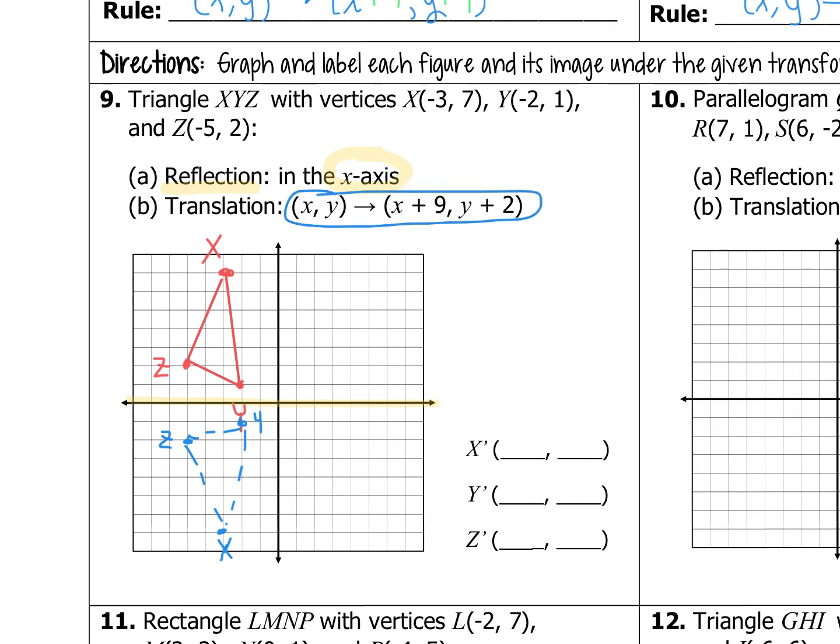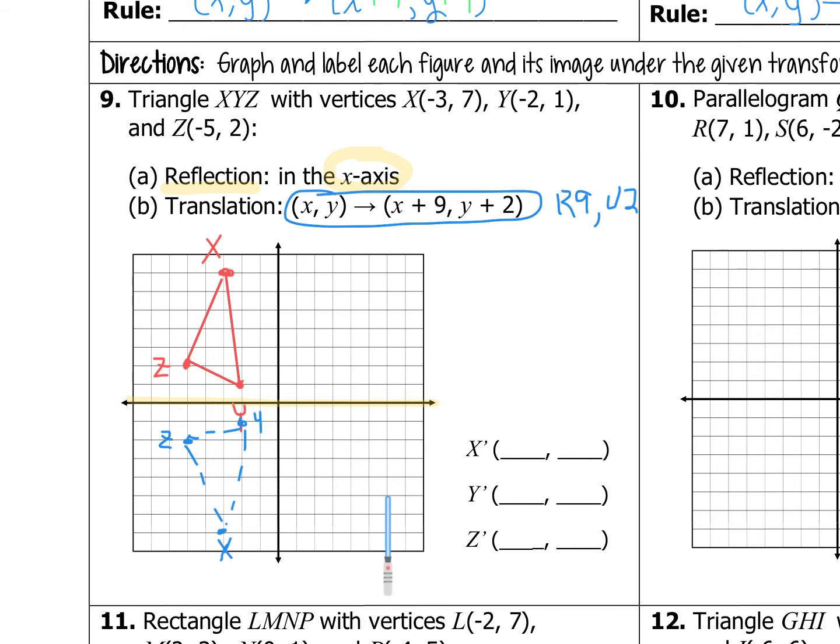which means we're going to go right 9 and up 2. So right 9 and then up 2. So each of these blue points, we're going to go right 9 and up 2. So here we go. So let's start with X. I don't know if this is going to let me do this. It might upset my recording. So go to the right 9. Oh yeah, it's going to let me. 1, 2, 3, 4, 5, 6, 7, 8, 9.